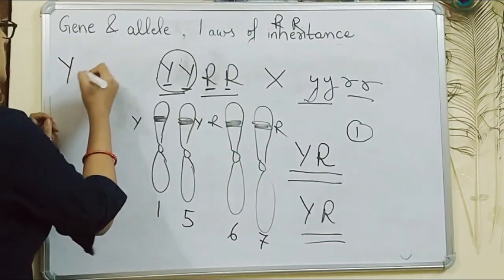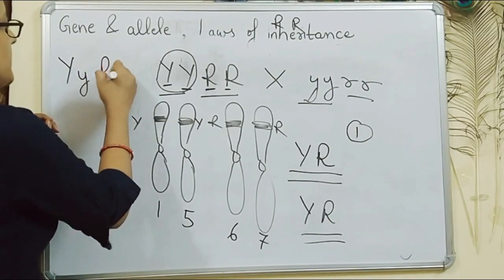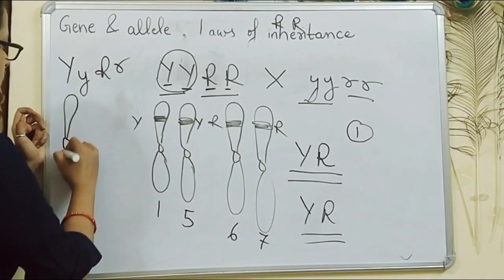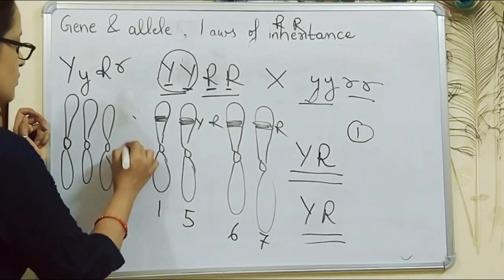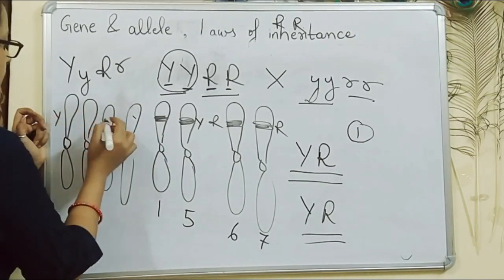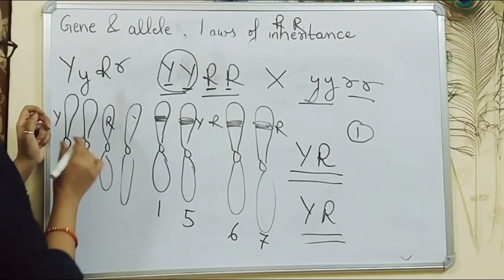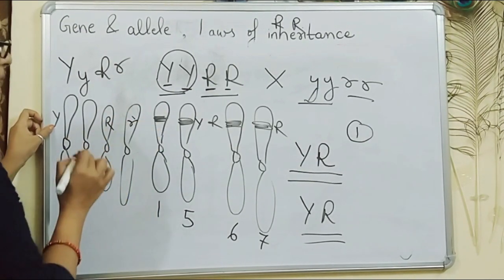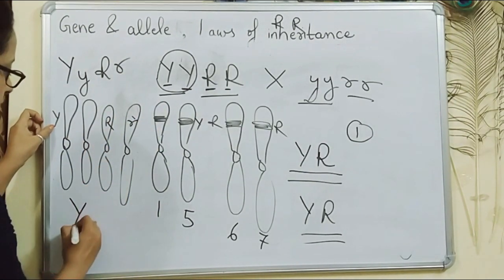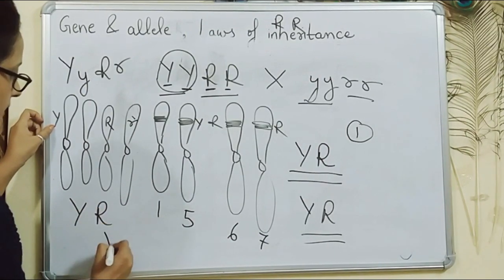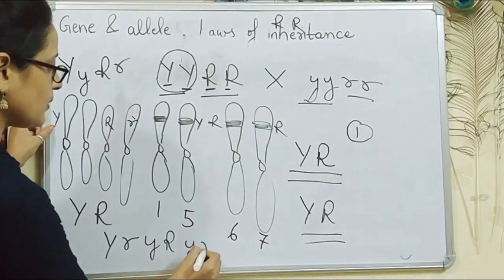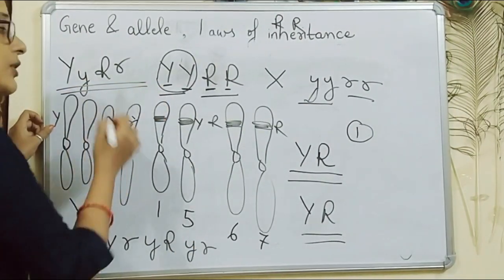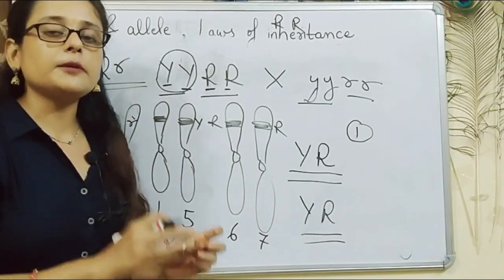For example, there is one genotype, capital Y small y, capital R small r. As you all know, they are present on different chromosomes. So when gametes will be produced, this capital Y can move with this capital R, or this capital Y can move with this small r. So you can have gametes with capital Y capital R, capital Y small r, small y capital R, and small y small r. So 4 types of gametes will be produced because of law of independent assortment.